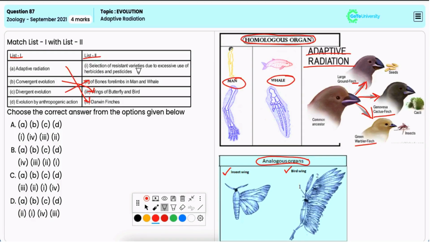Now, evolution influenced by human activity involves factors like antibiotic resistance in microbes and the development of herbicide and pesticide resistant plant varieties. Thus, D matches with 1. Hence, the correct answer is option B.